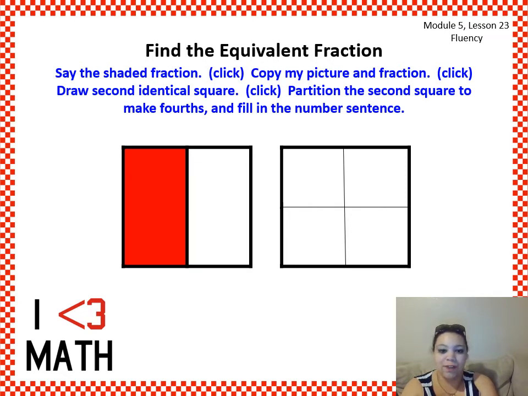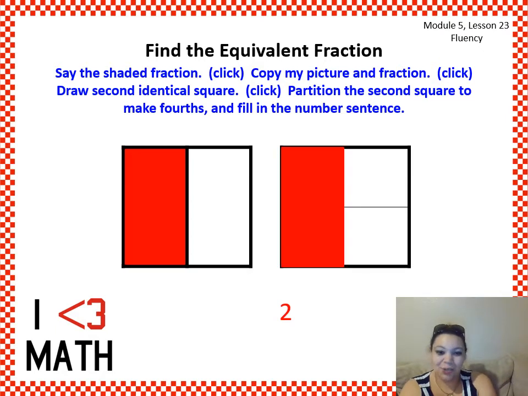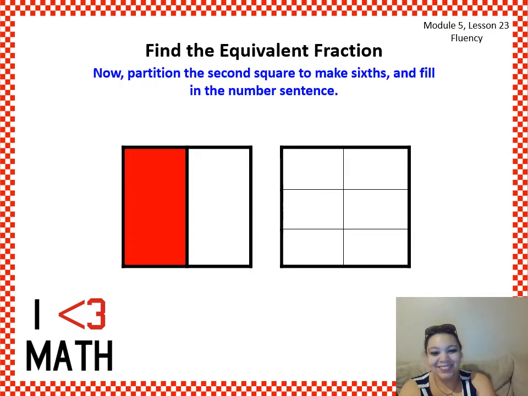So in this first fraction, we see that it is 1/2. So we want to find an equivalent fraction to 1/2 that's using fourths. How many fourths would need to be shaded in order to take up the same amount of space? 2, exactly. So it would take 2/4 to equal 1/2 because they are both equivalent when they take up the same amount of space.